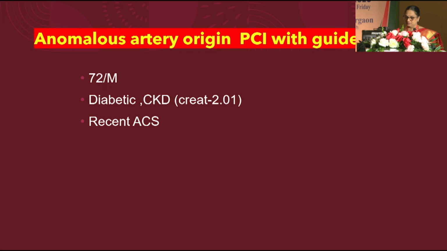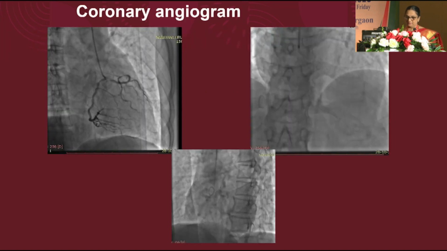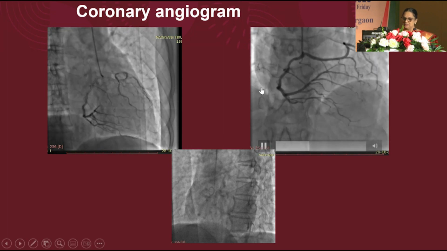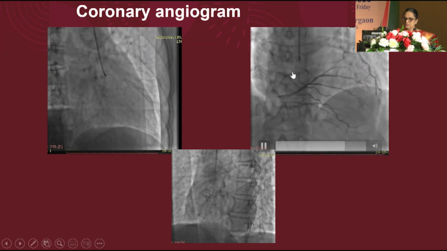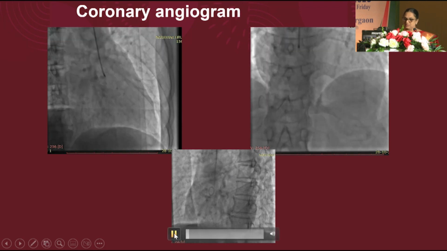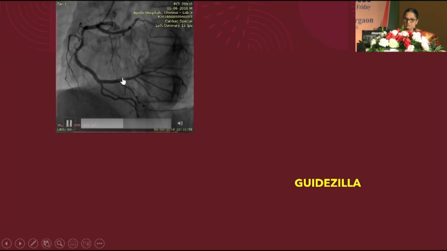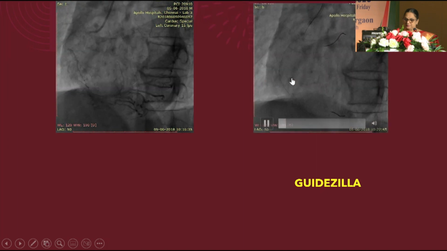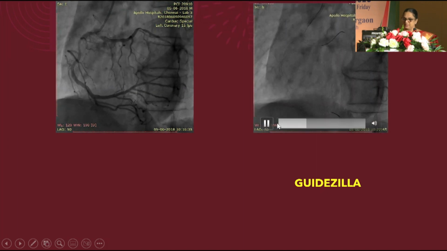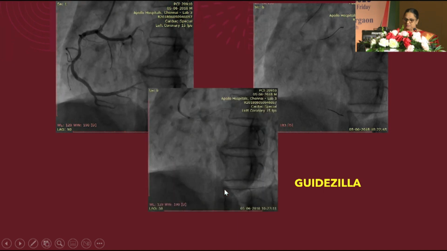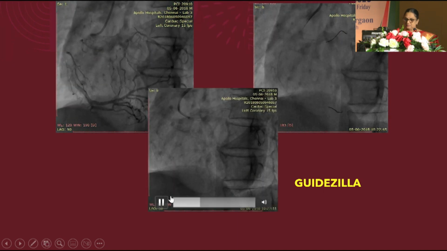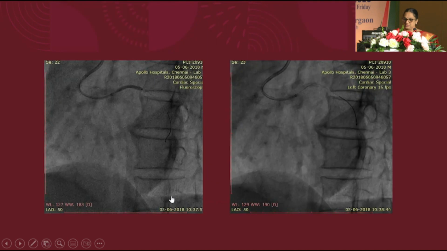So this is another case with anomalous origin. You have an LCX originating from the right coronary artery. And here, cannulation with an RCA catheter is only cannulating the regular RCA. So here what we did was just pull back the RCA, airmail the wire into the LCX, and then use a Guidezilla. So once you use the Guidezilla, you have stability and you can complete the angioplasty.